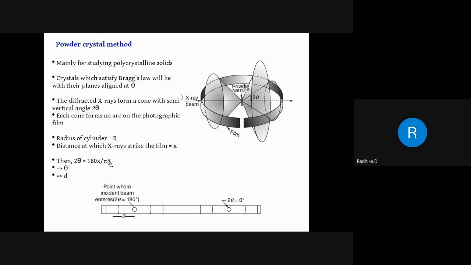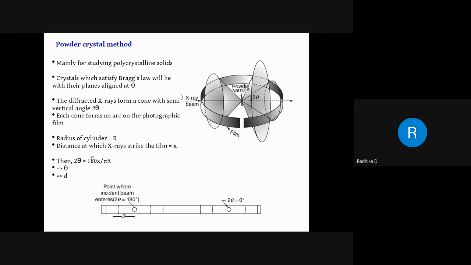So all you are getting from this particular experiment is 2 theta. That is the distance at which the X-rays have fallen on the photographic film inside, divided by the radius of the entire cylinder, x by r. That value will be in radians. I converted it into degrees by multiplying by 180 by pi. So I just write it in another form, 2 theta is equal to 180 x by pi into r.